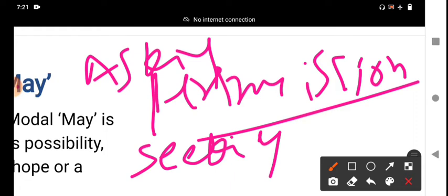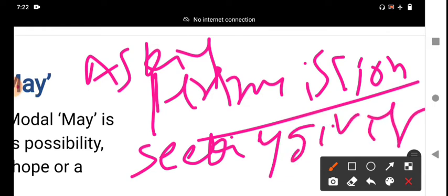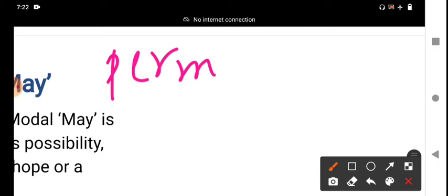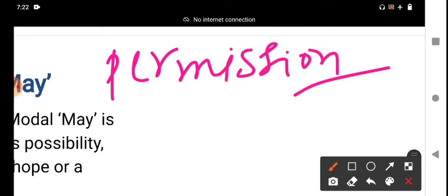May I come in, sir? It is asking permission. Yes, you may come. Yes, you may. That is giving permission. The first one is asking permission and the second is giving permission. May is used to express permission. That means there are two types of permission: one is asking permission, another is giving permission.